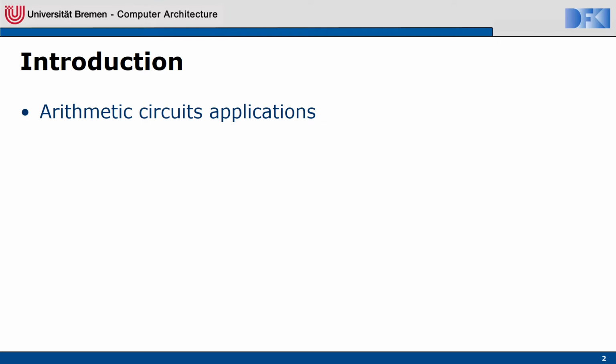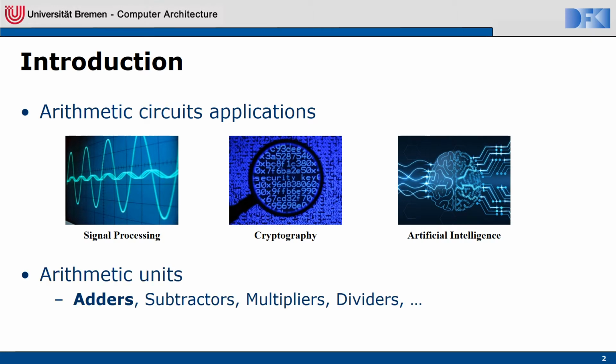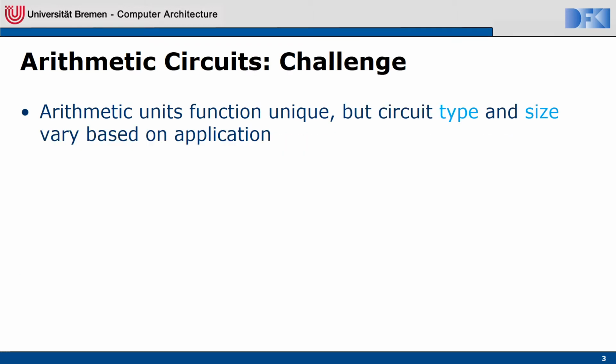Arithmetic circuits play an important role in many applications, such as signal processing, cryptography, and artificial intelligence. When we talk about arithmetic circuits, we talk about a wide range of different designs, such as adders, subtractors, multipliers, and dividers. Each arithmetic circuit has a unique function. For example, an adder receives two inputs and computes their sum, or a multiplier receives two inputs and computes their product. However, the type and the size of an arithmetic circuit vary based on the application.